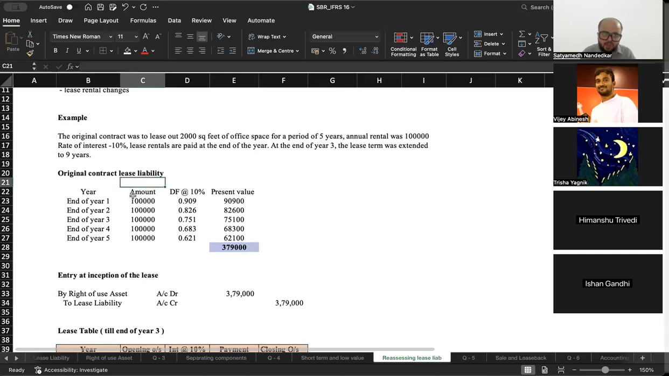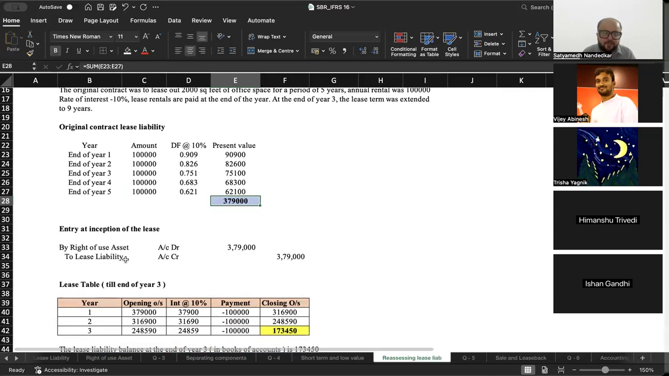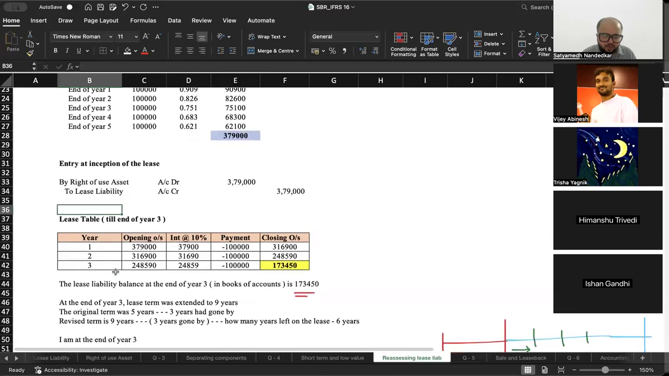So original contract lease liability में क्या किया? You had taken 1 lakh, उसका present value 3,79,000. Then entry at the inception of the lease will be right of use asset account debit to lease liability. ठीक है. And then of course we'll have year one, two, all these years, we'll keep on calculating right of use asset to lease liability हो गया, then depreciation to right of use asset, and finance charges to lease liability. वो तो चलता रहेगा till the end of year three.